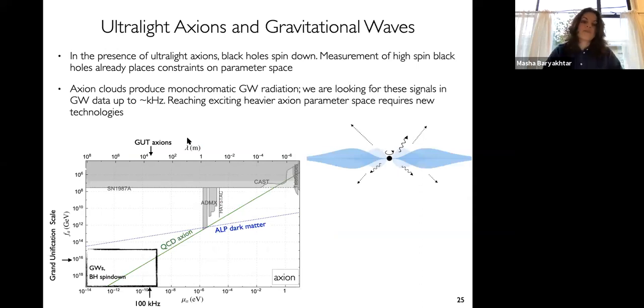Just to finish, in the presence of ultralight axions or other light particles, black holes spin down, and there are already constraints on axions in this mass range from the fact that we observe highly spinning black holes. But to go to higher mass axions above the existing spin-down constraints and toward the very exciting grand unification axions, we need to be able to probe radiation from these clouds over a kilohertz and going to hundreds of kilohertz. That's a very exciting target for these high frequency gravitational wave ideas. Thank you.